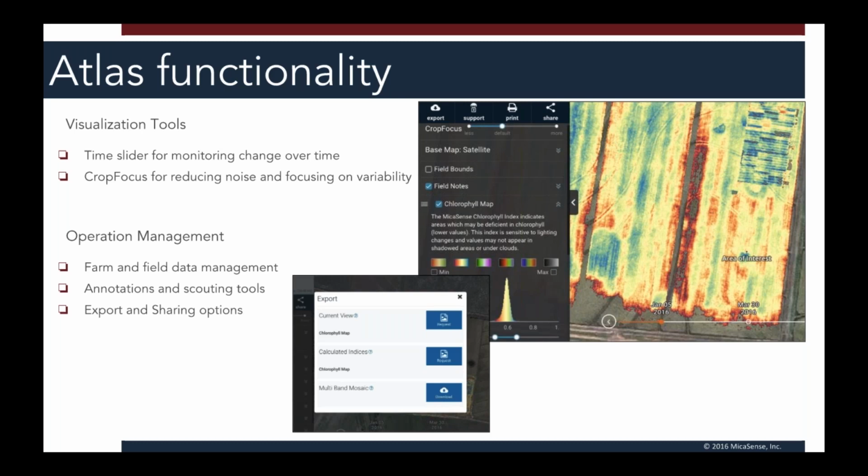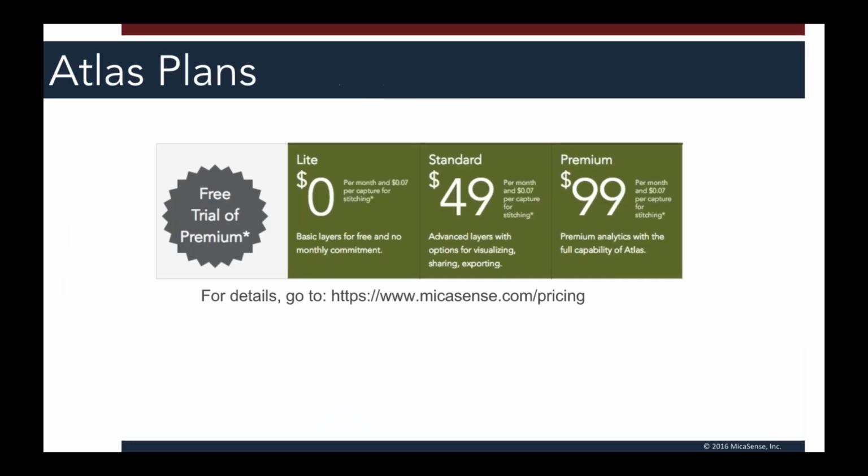So we have the ability to export the current view. If you're looking at the chlorophyll map, for example, and you've got it honed in just a certain way that you want to export and use for analysis later, you can do that. If you just want to export the complete calculated indices, without adjusting the histogram, you can export that. Or if you just want the complete multi-band mosaic, the 5-band geotiff, that's also available for exporting.